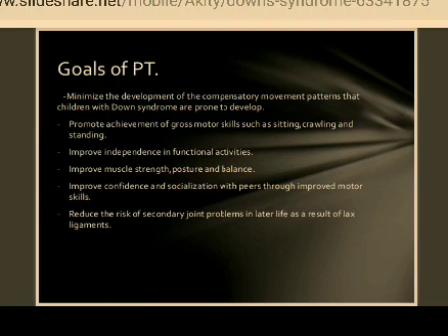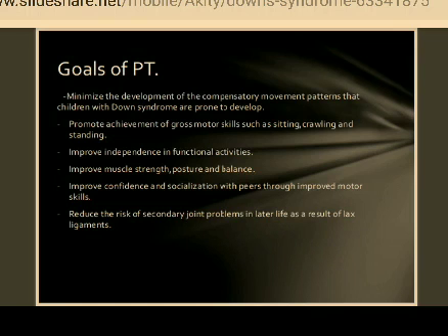Physiotherapy. Goals of PT: minimize the development of compensatory movement patterns that children with Down syndrome are prone to develop. Promote achievement of gross motor skills such as sitting, crawling, and standing. Improve independence in functional activities. Improve muscle strength, posture, and balance. Improve confidence and socialization with peers through improved motor skills.